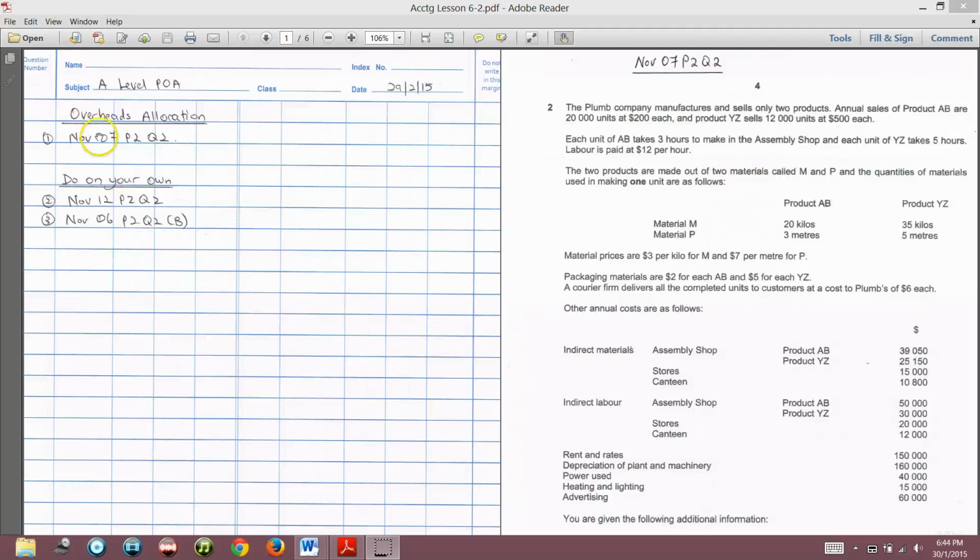Hi, I will explain to you this November 2007 Paper 2 Question 2. Get your question paper ready, and after that you should attempt this question, and also this other question.